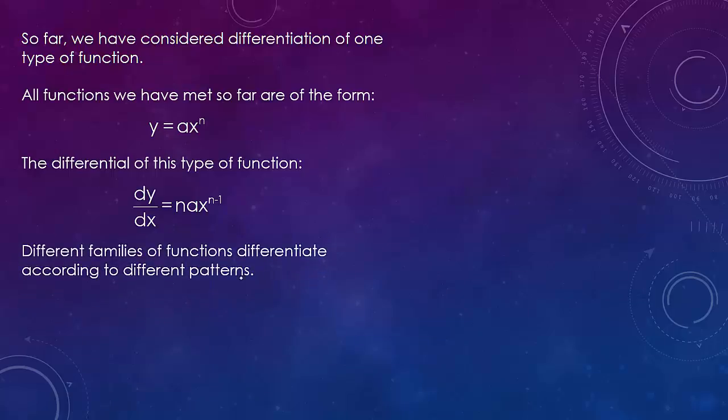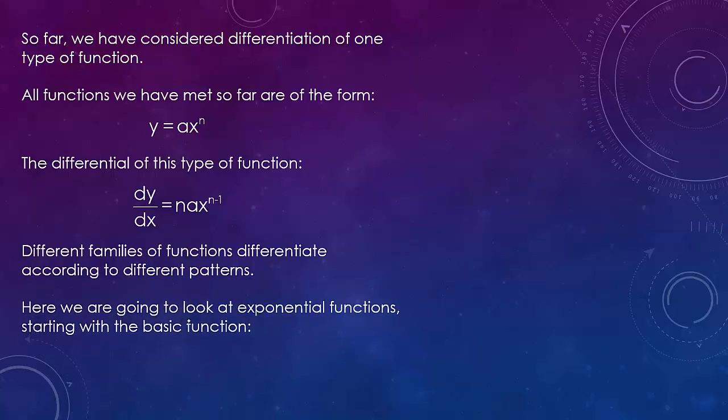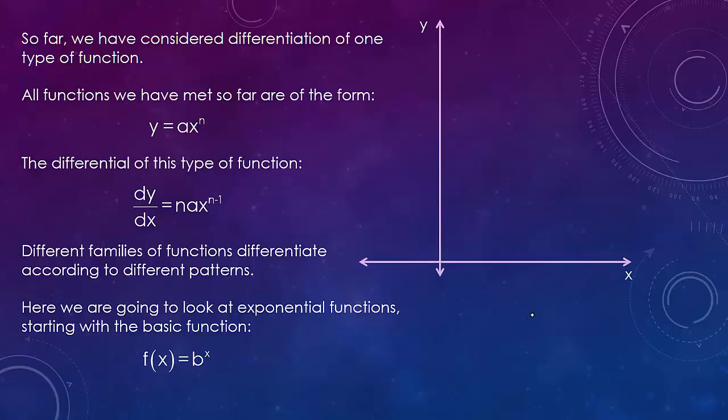Different families of functions differentiate according to different patterns. Here we're going to look at exponential functions, starting with the basic function f(x) is equal to b to the power x. So let's look at a graph of that function. If b is greater than 1, then it will look like this. Let's take a point here and another point over here. And what we're going to do is a limiting chord argument again.